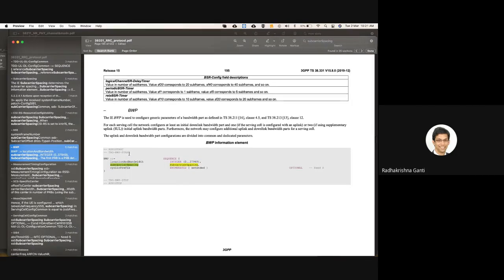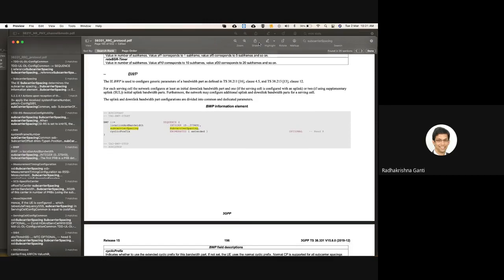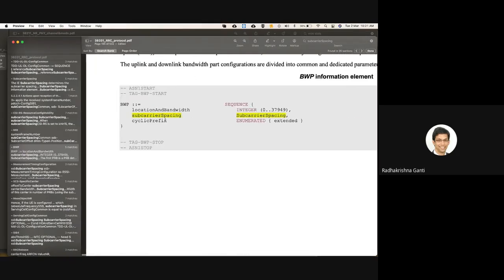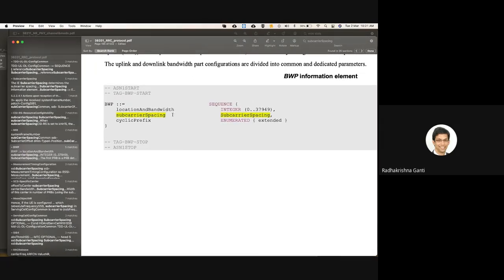There's something called an IE, bandwidth part. We will come down to it; I just want to introduce it. I'll zoom in. If you don't see that, please inform me. It says that the subcarrier spacing comes from here. This is called an IE, information element, the bandwidth part information element. So these come from higher layers. This is what tells the system what subcarrier spacing it should use and what cyclic prefix it should use.